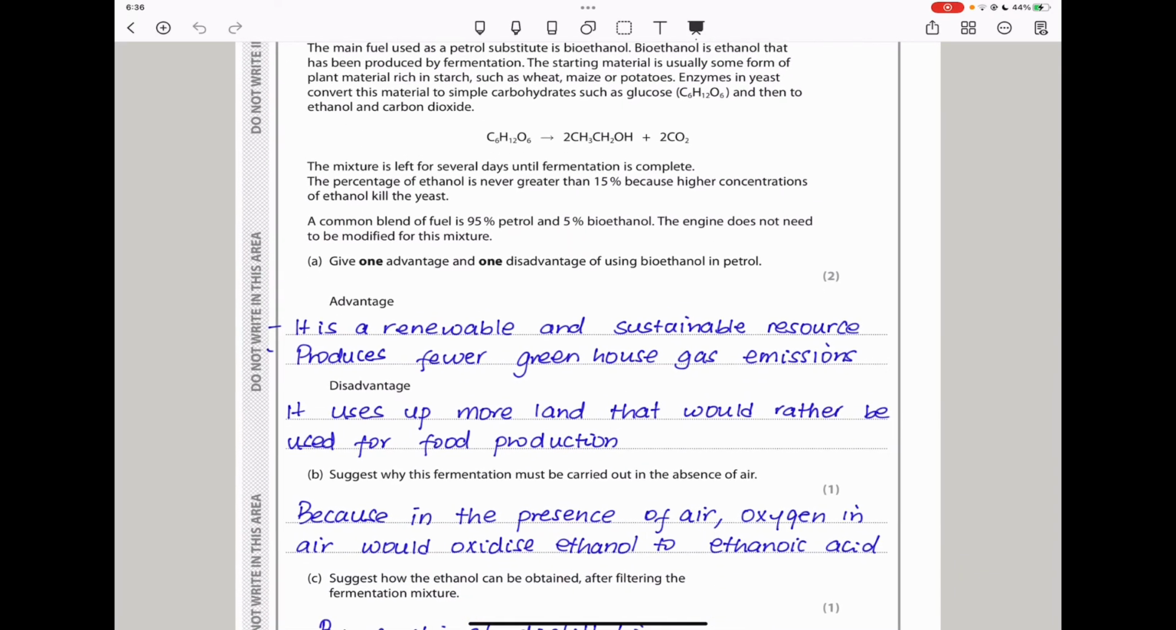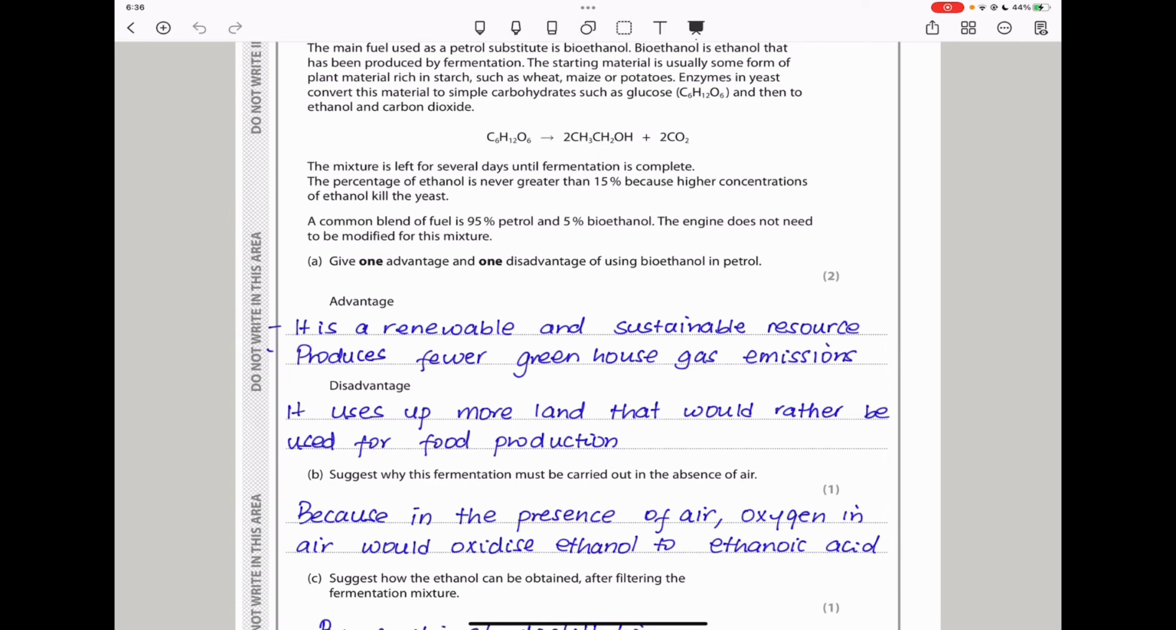Then they go on to say, give one advantage and one disadvantage of using bioethanol in petroleum. So here I say the advantage, of course, is that it's going to be sustainable, it's going to be renewable, because we can continuously plant the biological material like wheat as well as maize and be able to produce the bioethanol every time. So it's renewable, it's sustainable, and it produces fewer greenhouse gases since as these plants are growing, they use the carbon dioxide from the environment, and when we burn them as fuels, that same CO2 is returned back. So you could say they are kind of carbon neutral.